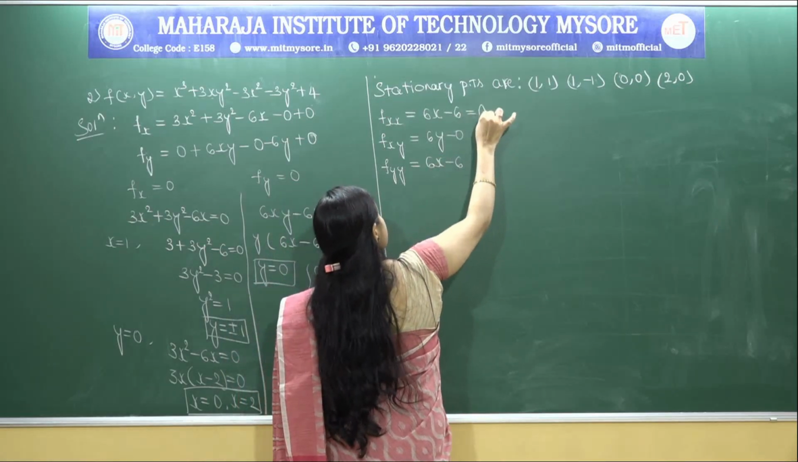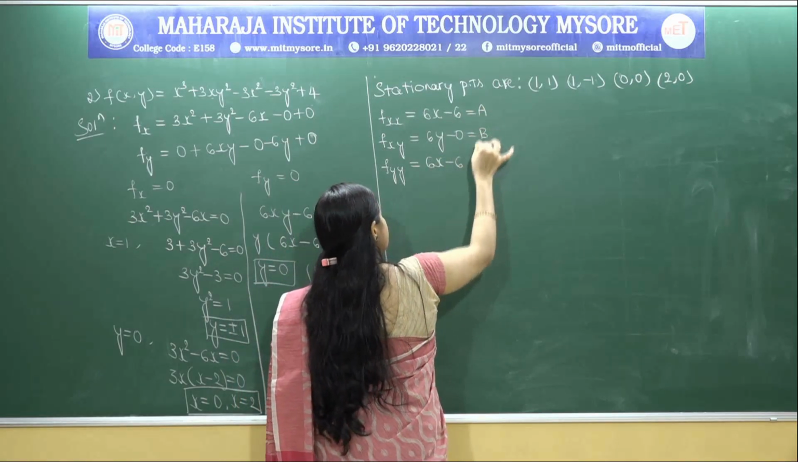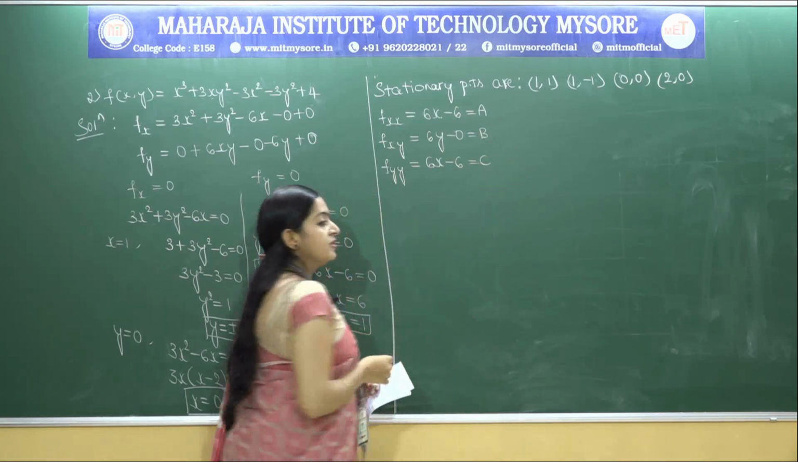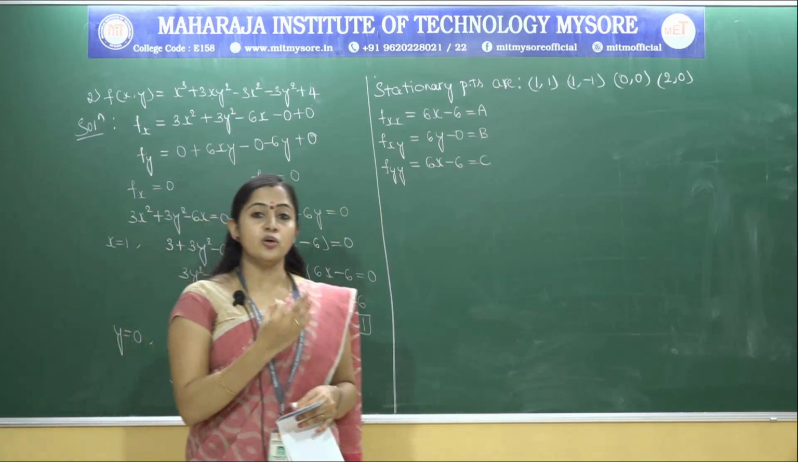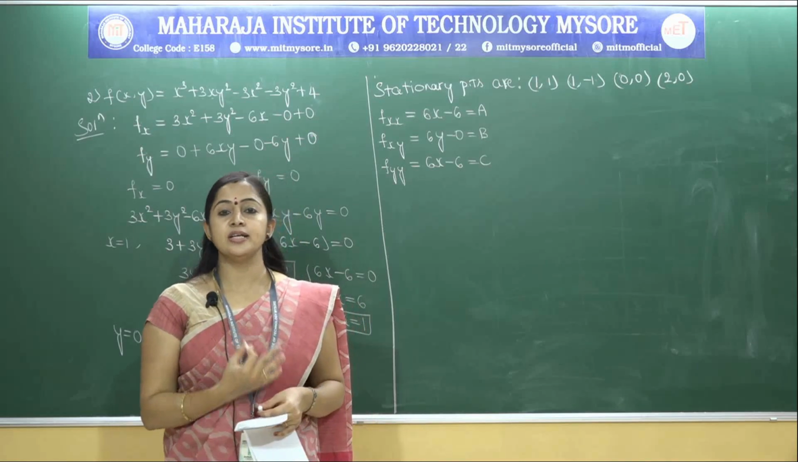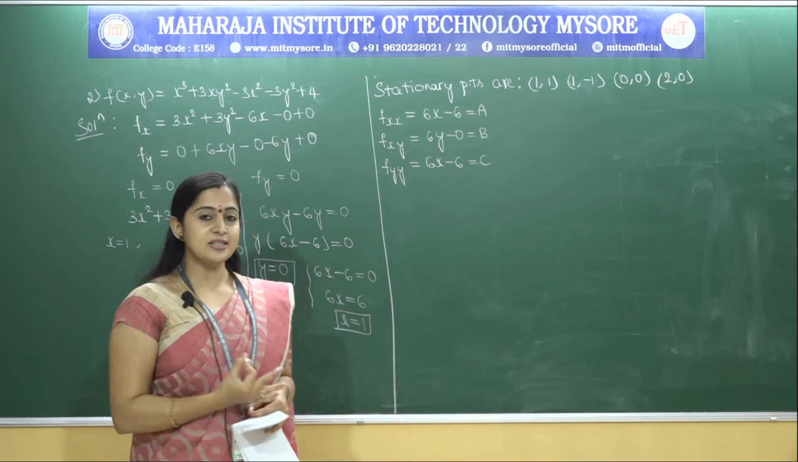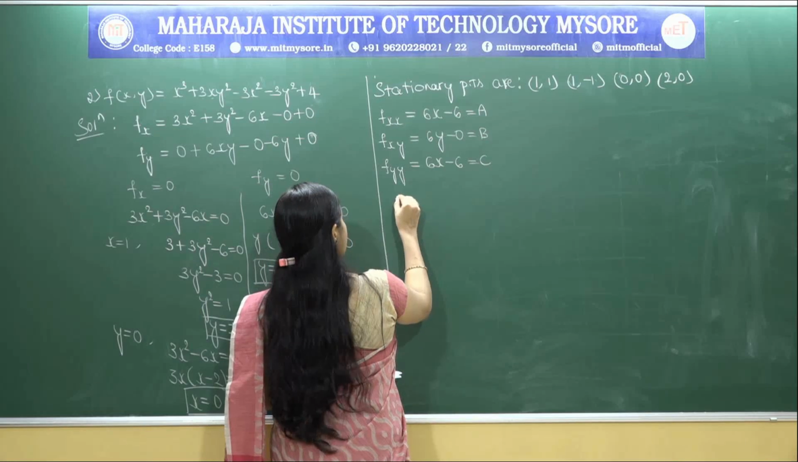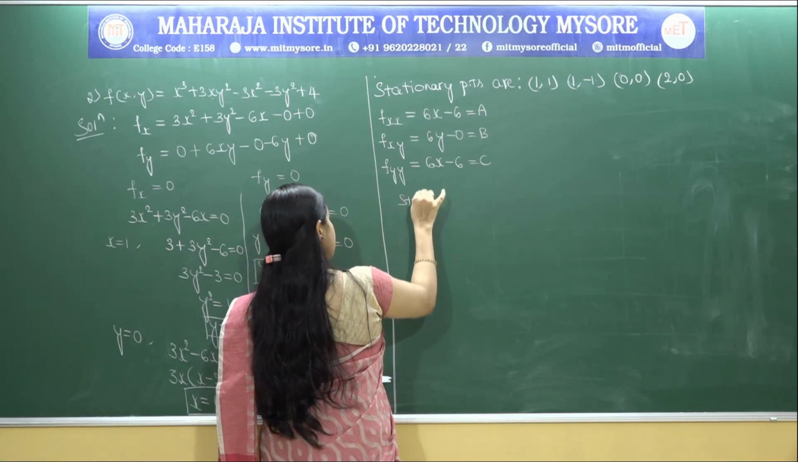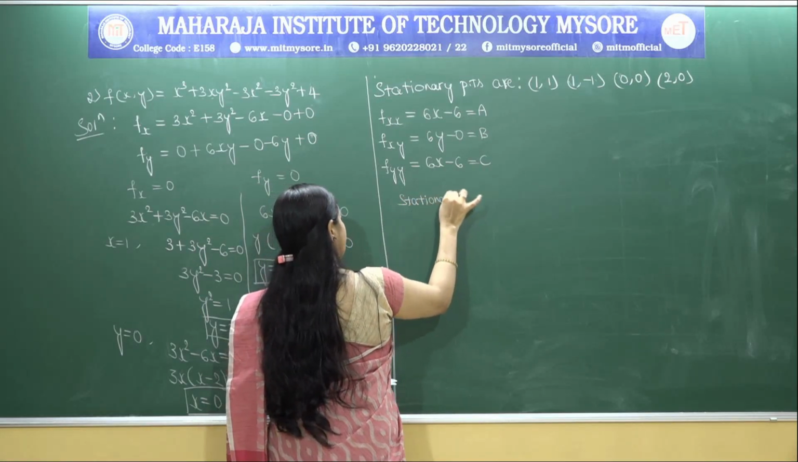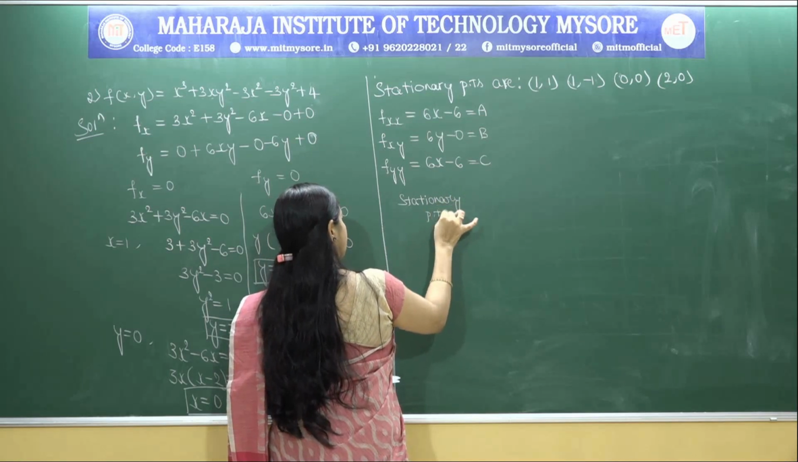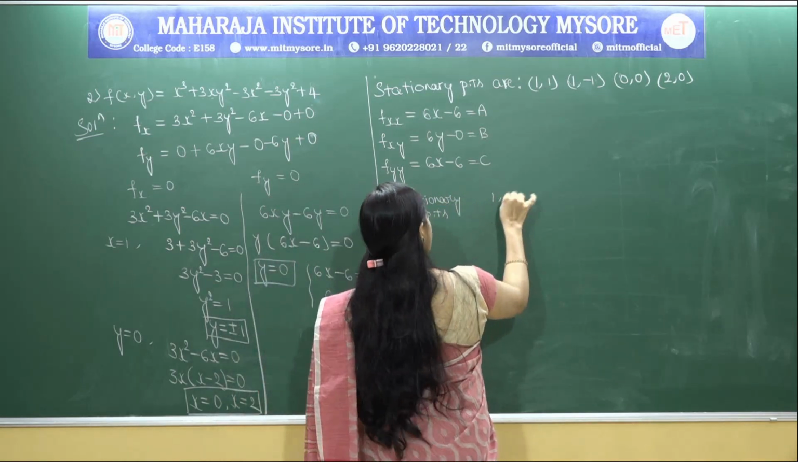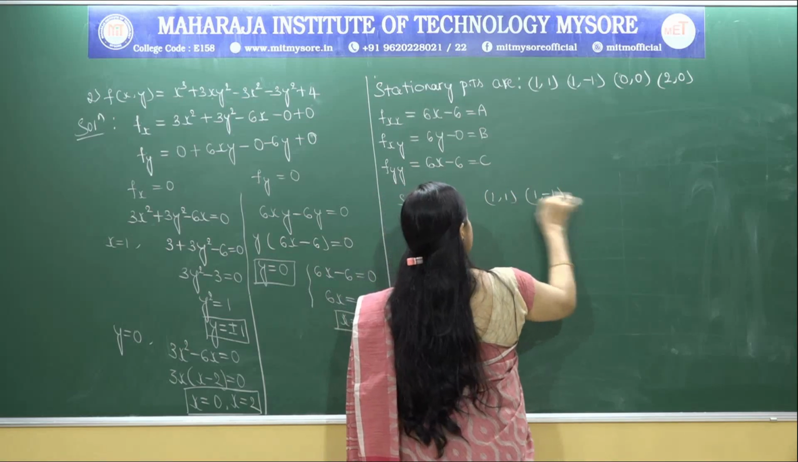Then mark the first one as A, the second one as B, the third one as C. Then evaluate these at all the stationary points, then compute AC minus B squared. For that I consider a table. First I consider the stationary points: (1, 1), (1, minus 1).